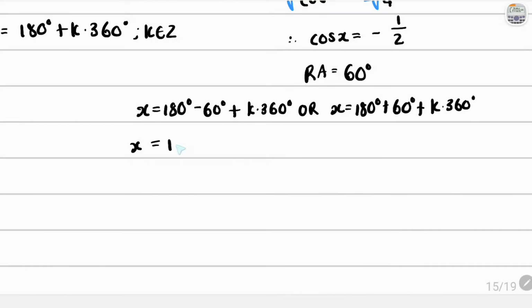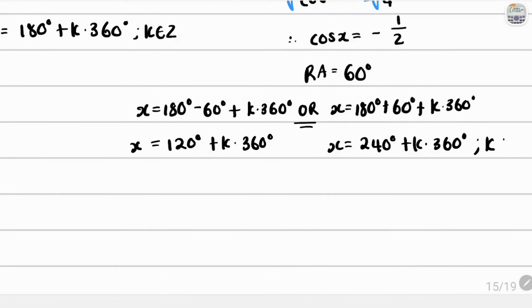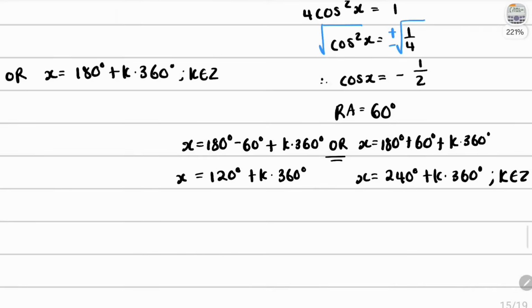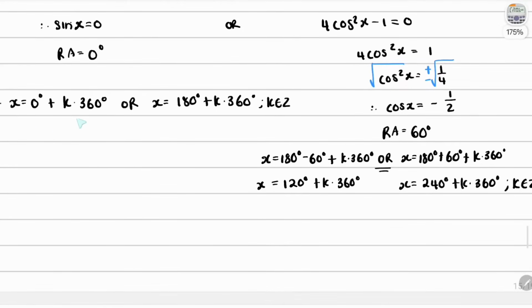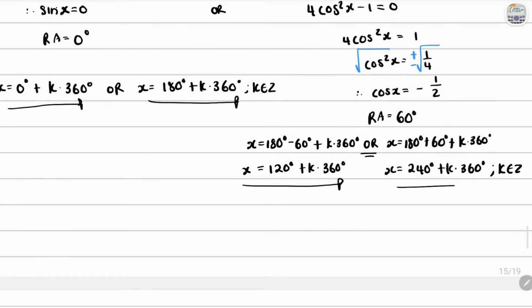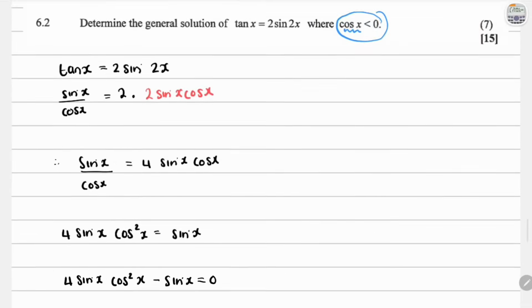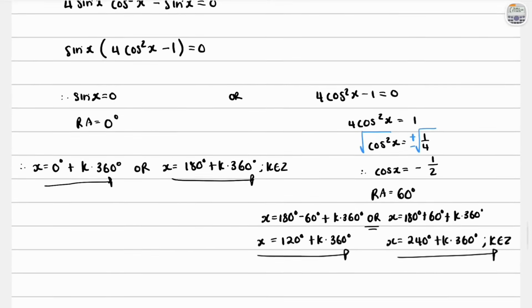So 180 minus 60 is 120 degrees, then plus k of 360 degrees, or x is equal to 240 degrees plus k of 360 degrees, finally where k is an element of integers. And these are our solutions. So x is equal to 0 plus k 360, 180, and then 120 and 240 degrees. Okay, and that is our answer for question 6.2.